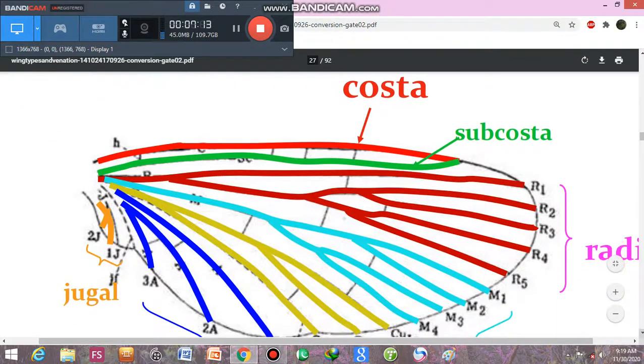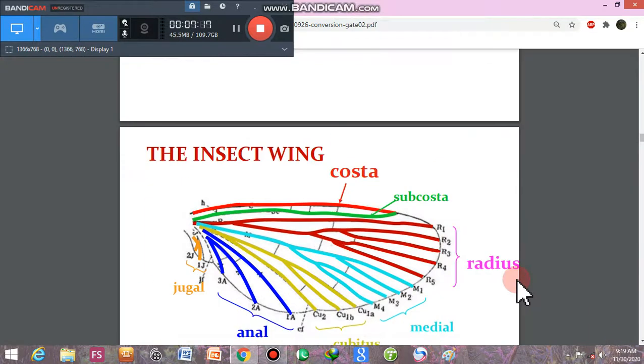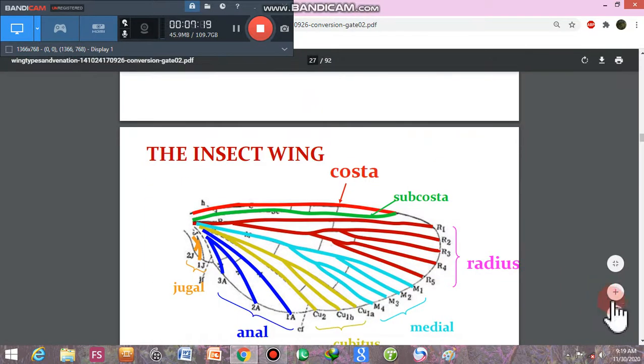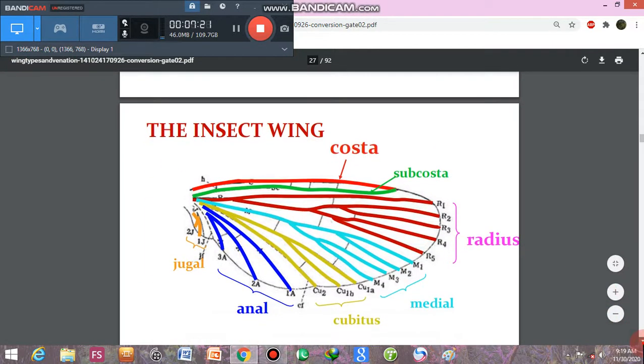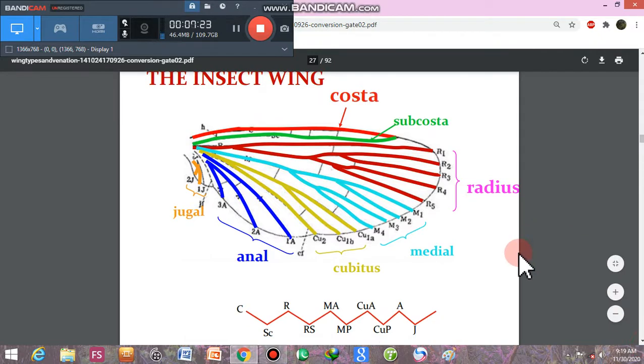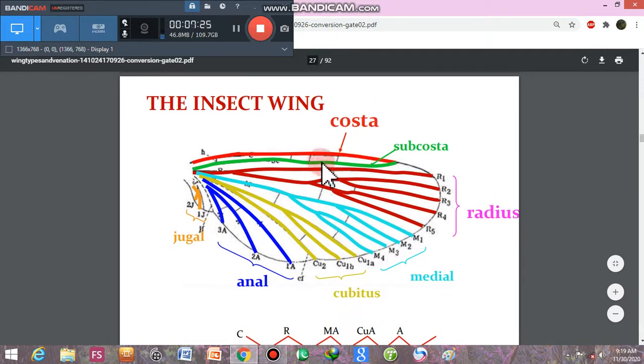Okay, this is the insect wing. Now this is clear. Here you can see that the anterior veins are termed as costa. Below the costa, subcosta is present, and then this is the radial region, then this is the medial region, this is the cubital region, this is the anal region, and this is the jugal region.